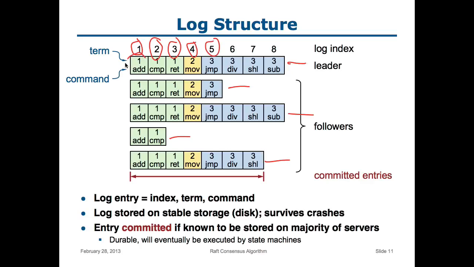Inside an entry, there are two things. First, each entry contains a command for the state machine. The format of this is really up to the clients of the state machine to agree on. The consensus module doesn't care, but you can imagine it might be something like the name of a procedure and some arguments to pass to that procedure. Then in addition, each entry in the log contains a term number. This is the term number when that entry was first created by the leader of that term. And these term numbers increase monotonically as you go up the log.